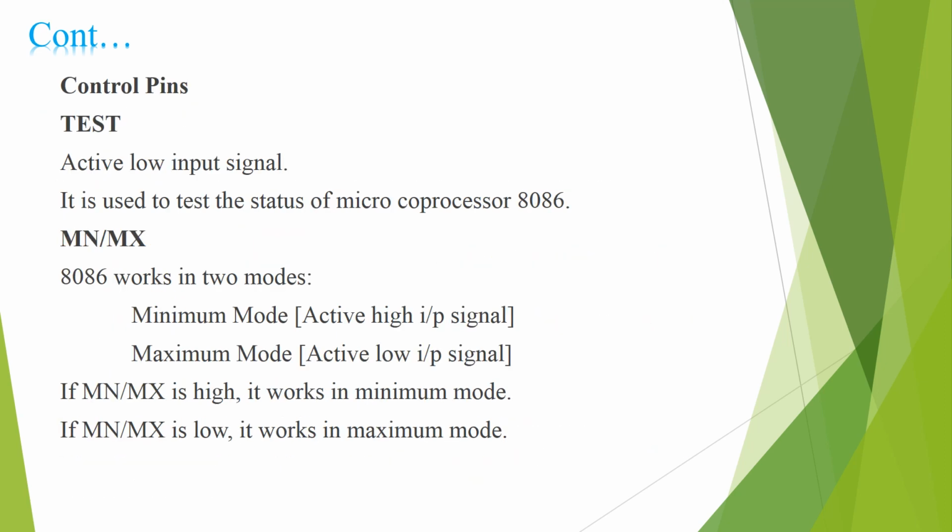After that, different control pins. The TEST pin. It is a low input signal. It is used to test the status of the microprocessor. And next is MN/MX, min max mode, minimum and maximum mode. Minimum means active high and maximum means active low. If MN/MX is high, it works in minimum mode. If MN/MX is low, it works in maximum mode.